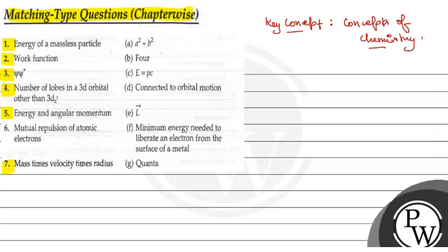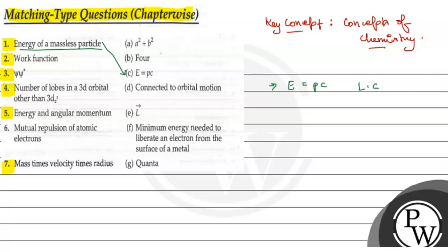So जो first statement है, it says energy of a massless particle. एक जो massless particle होता है उसकी एनर्जी को हम डिनोट करते हैं E is equal to pc, right? So इस फॉर्मूले से हम इसको डिनोट करते हैं and hence we can say it will go with C, that is 1 will go with C.